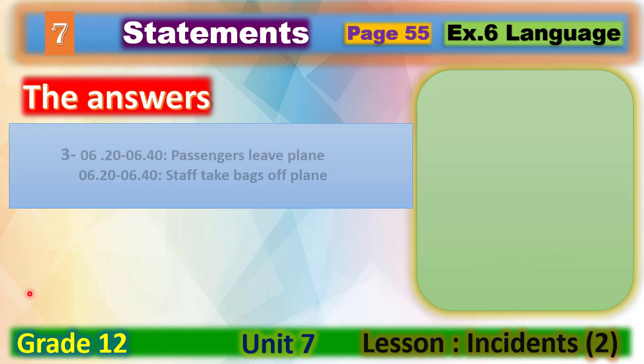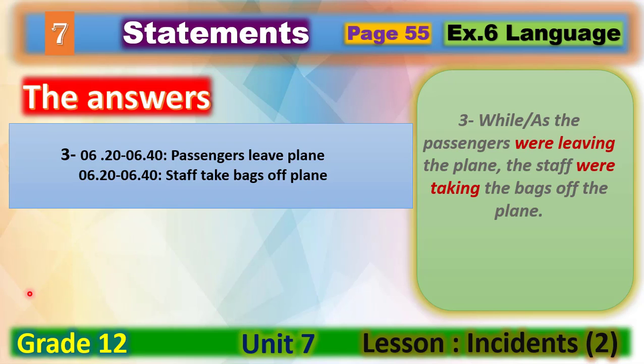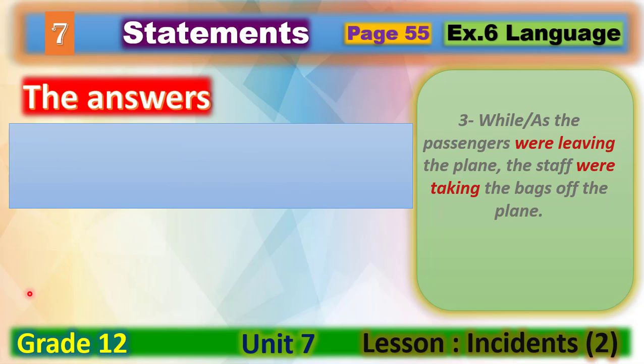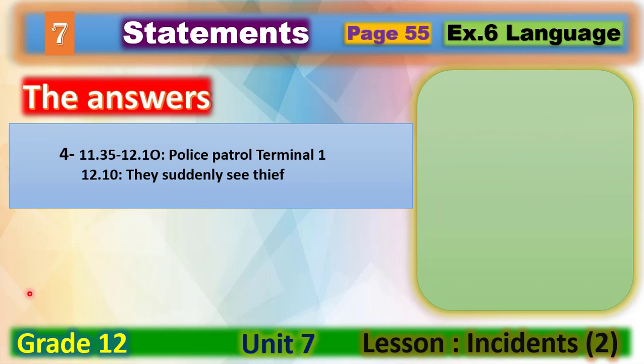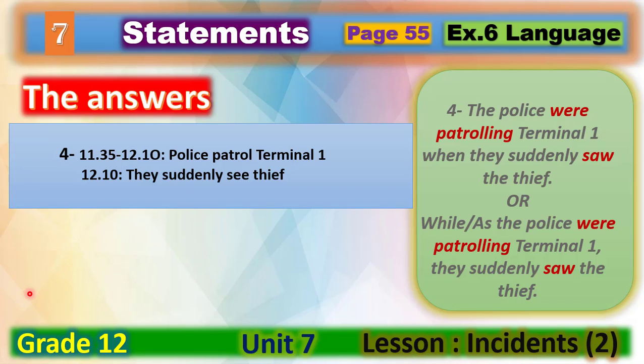Now number 3. While or as the passengers were leaving the plane, the staff were taking the bags off the plane. Number 4. The police were patrolling Terminal 1 when they suddenly saw the thief. Or, while or as the police were patrolling Terminal 1, they suddenly saw the thief.